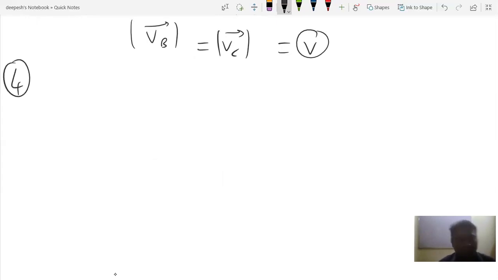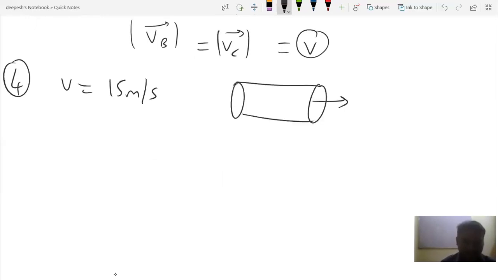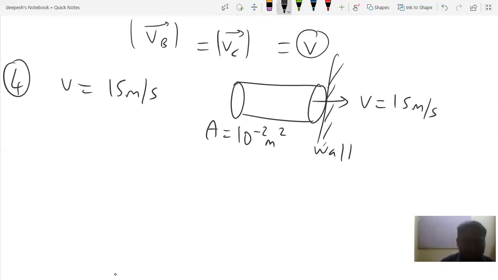We are given a stream of water flowing horizontally with a speed of 15 meters per second. It is coming out through a tube having cross-sectional area 10 raised to minus 2 meters square. It hits a wall nearby. So we have to find the force exerted on the wall by the impact of water, assuming it does not rebound.